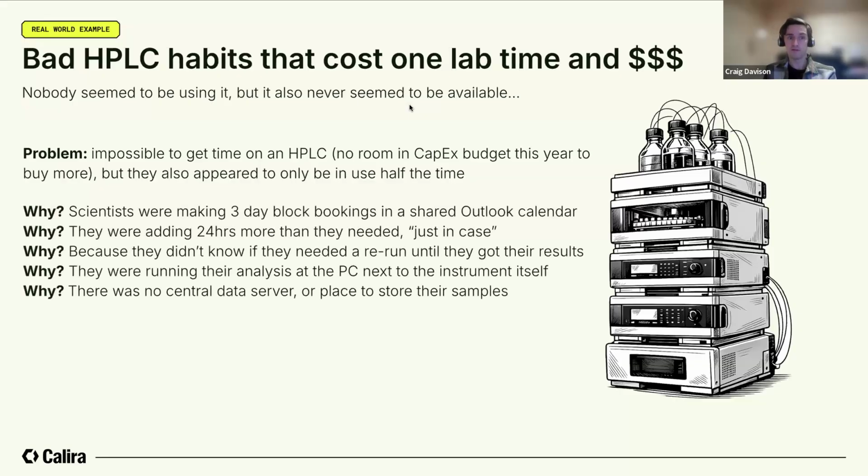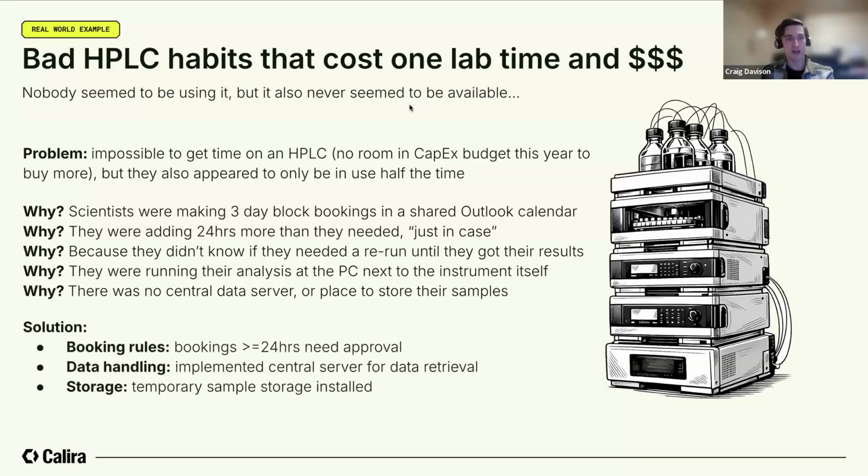Why? People were booking very long periods, sometimes multiple days, but when looking at actual usage data, typically they would use the machine heavily on day one, and then a little on day two, and most of the time not at all on day three. Why? They were adding 24 hours more than they needed, just in case. Why? They were trying to protect themselves from uncertainty. They didn't know whether they'd need the rerun until results were analyzed. Why? The analysis was happening on the computer next to the instrument, so the instrument stayed occupied longer than it needed to. Why? There was no shared data server and no dedicated space to store samples between runs.